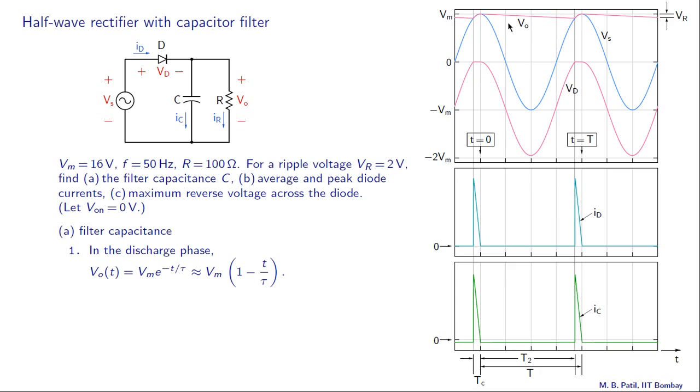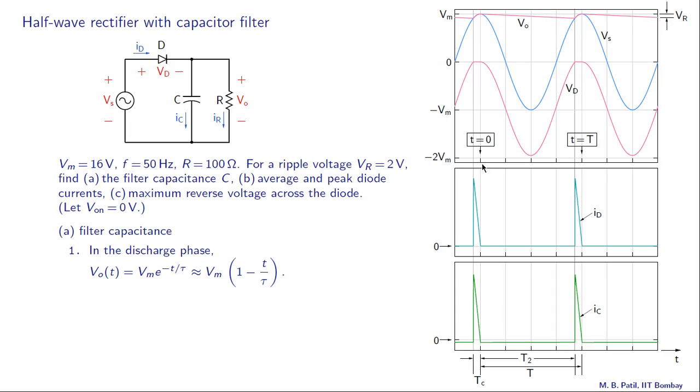Alright, so now that discharging process corresponding to this RC circuit with the diode off is described by this equation: Vo of t is Vm e raised to minus t by tau. Now tau normally is selected for a small ripple, and that happens if the time constant RC is much larger than 1 period. And if that is the situation, this t by tau is much less than 1, and then Vm e raised to minus t by tau can be approximated as Vm times 1 minus t by tau.